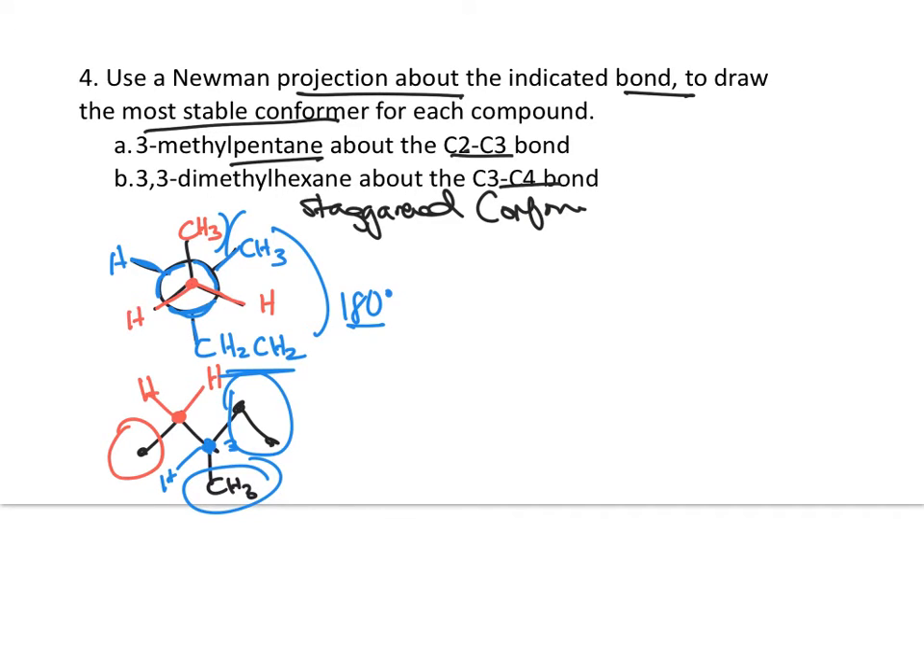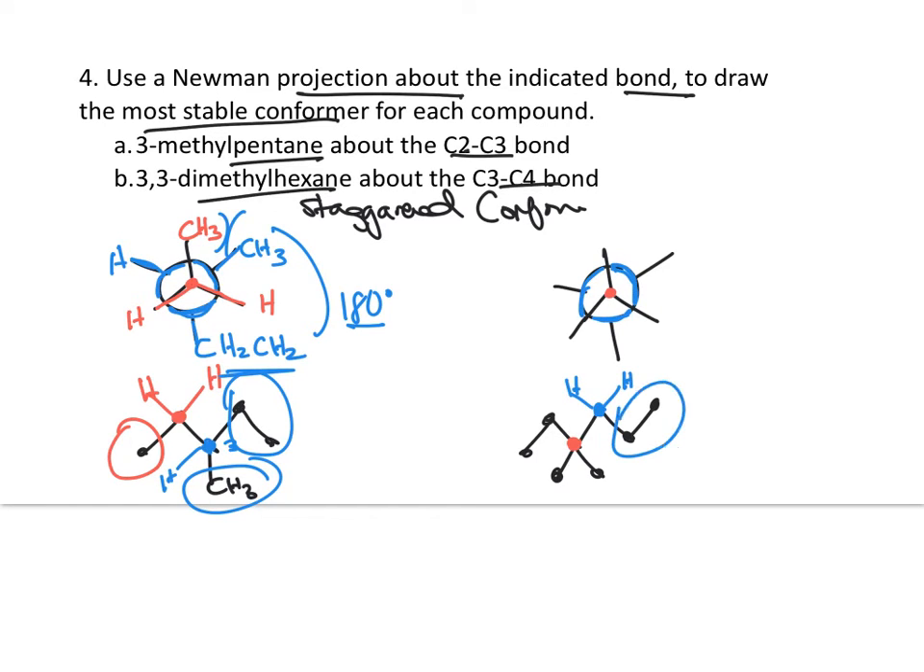Okay, the next one, you're going to still do the same conformation. So let's go ahead and draw our Newman staggered conformer. Let's draw our structure. Hexane, 1, 2, 3, 4, 5, 6, and 3,3-dimethyl. And it's asking about the C3, there's your C3, make that red, and the C4 bond. So this is your C4 bond. So we'll make the circle blue. And so this has a hydrogen, and an ethyl group. So hydrogen, hydrogen, CH2, CH3.